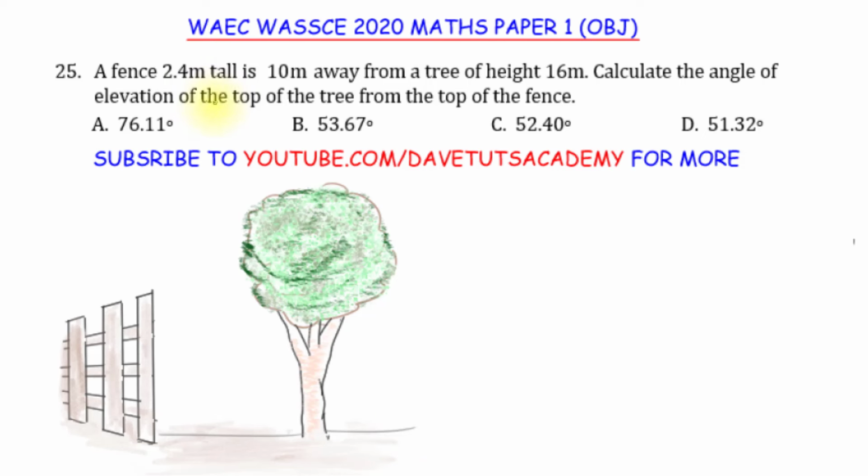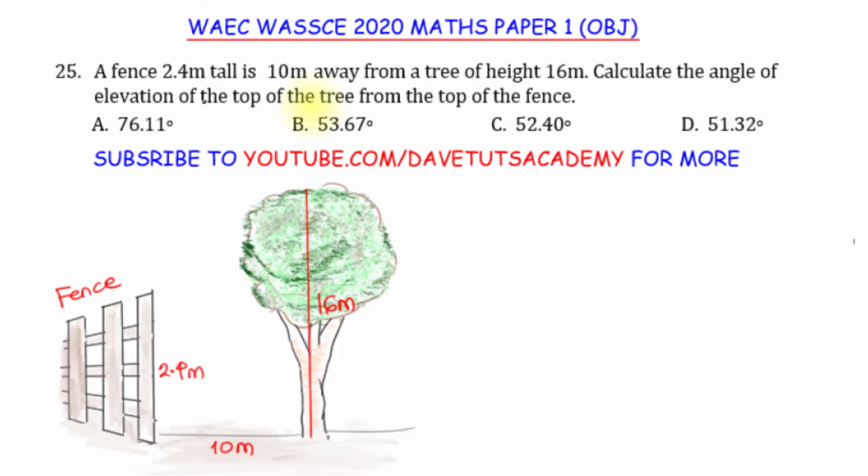Okay. We are told that the fence, which is 2.4 meters tall. So here, this is the fence. It is 2.4 meters tall. So this height is 2.4 meters. Okay. And then it is 10 meters away from the tree. So the distance between the fence and the tree here is 10 meters. Okay. But the tree is of height 16 meters. So from the ground level up, from here down, this was given as 16 meters.